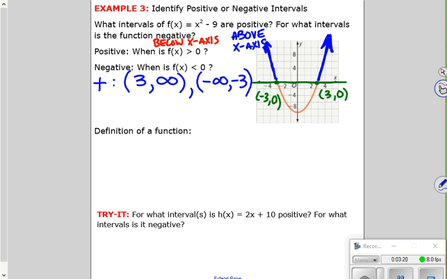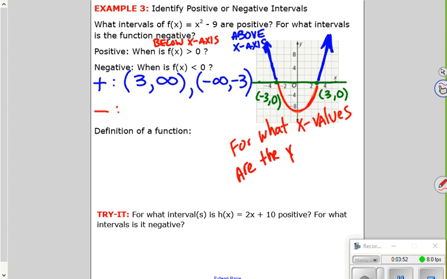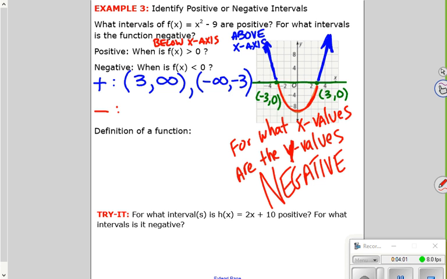All right? Negative. When is this function negative? Well, I'm going to write it out in interval notation. I think it's the red portion of the graph. And let me clarify what it's asking you when it says, when is the function negative? It wants to know for what x values are the y values negative?